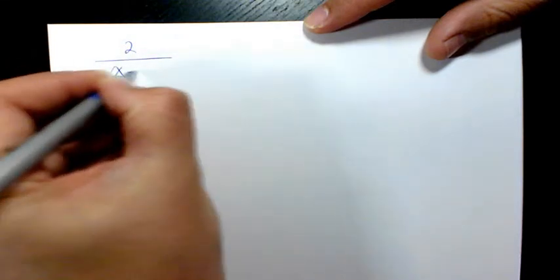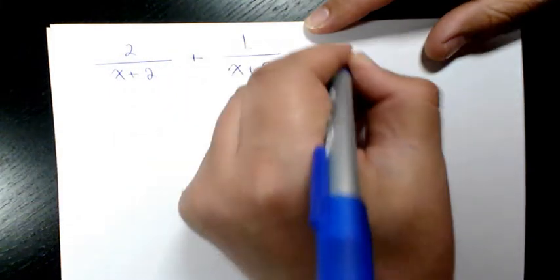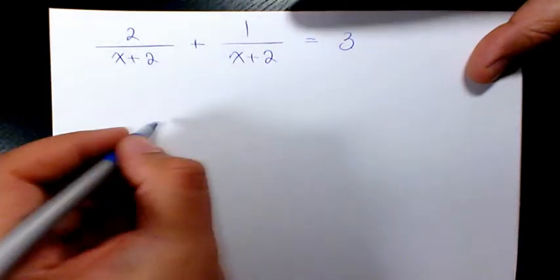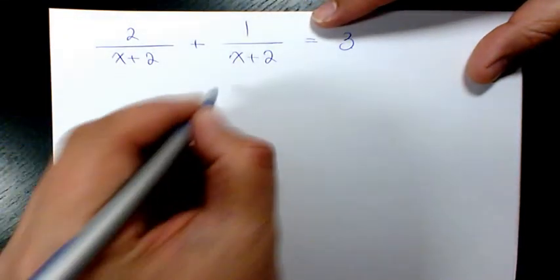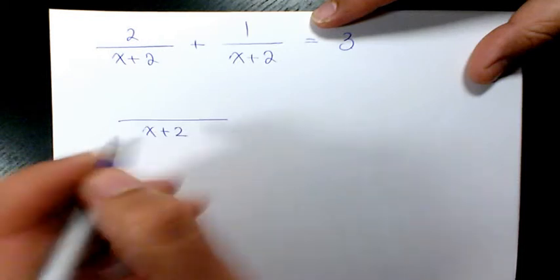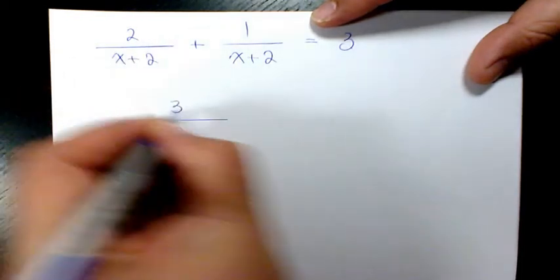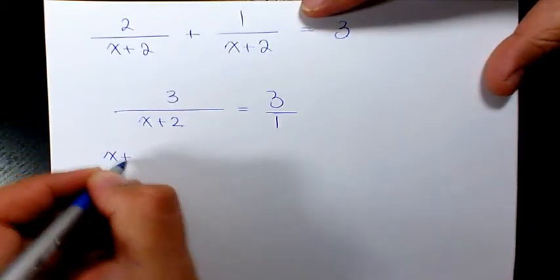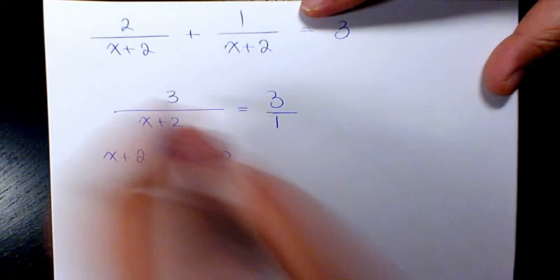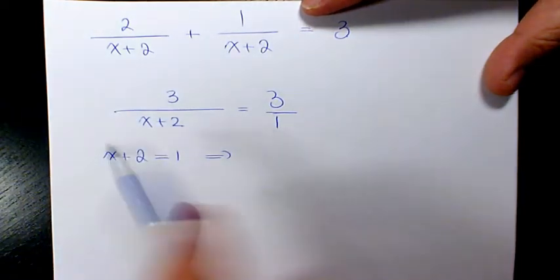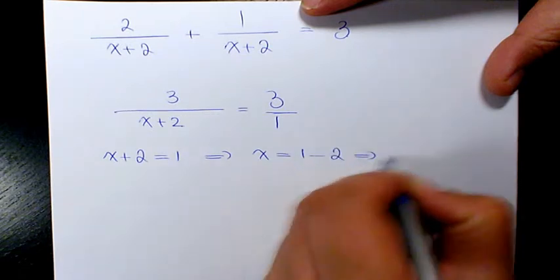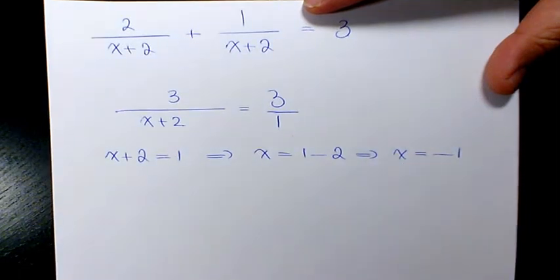2 over x plus 2 plus 1 over x plus 2 equals 3. Since we have the same denominator, x plus 2, keep it like that, 2 plus 1 is going to be 3, equals 3 over 1. It means that x plus 2 has to be 1, because the numerators are equal. So the denominators have to be equal because we have equality. So x is going to be 1 minus 2. Therefore, x equals negative 1.